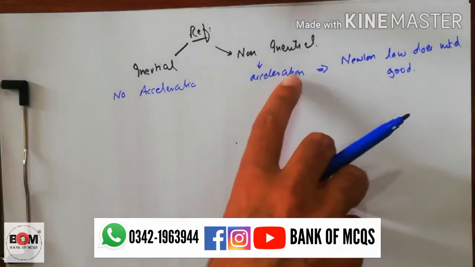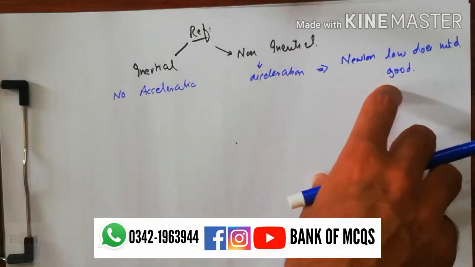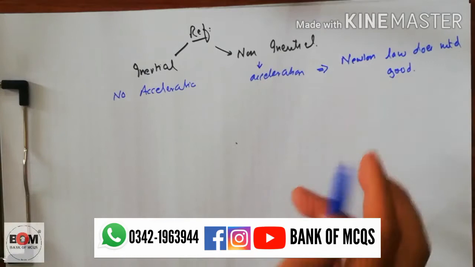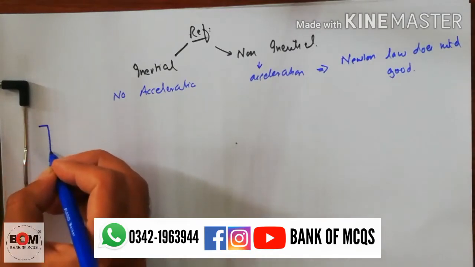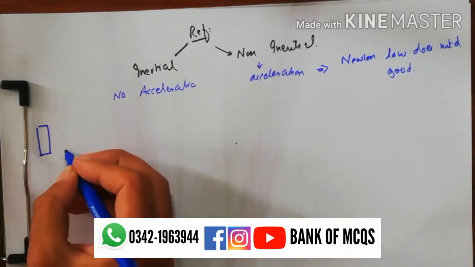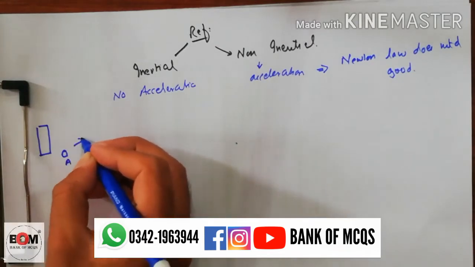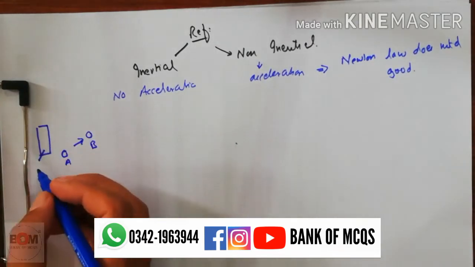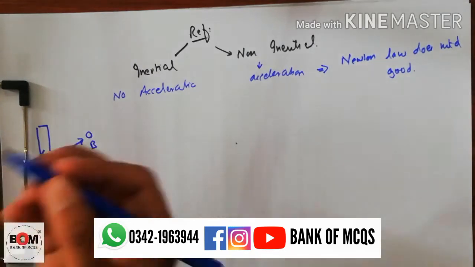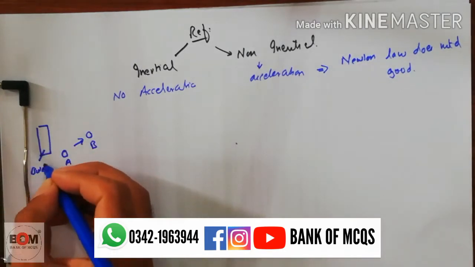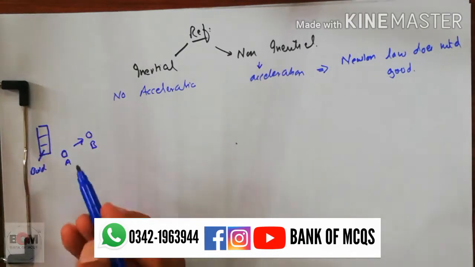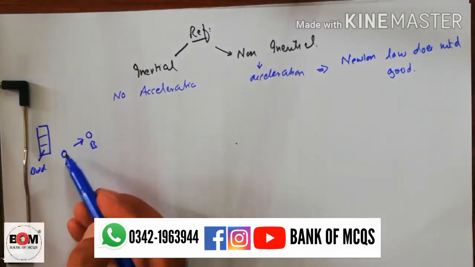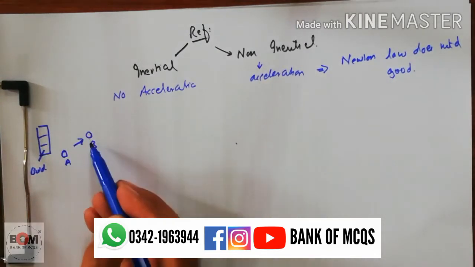So if the reference is moving, it doesn't hold good. For example, taking this as a reference, a body is moving from position A to position B, and this is another object, suppose a building. We can say that first the body was near the building and then far away from the building, so we can say that it is accelerated.